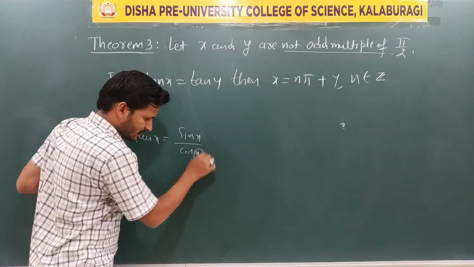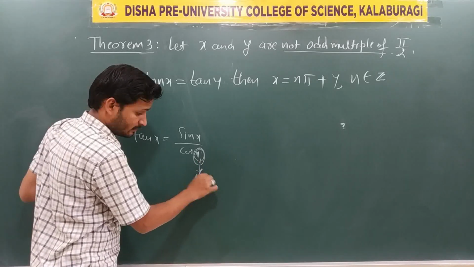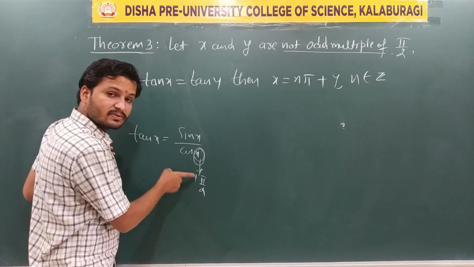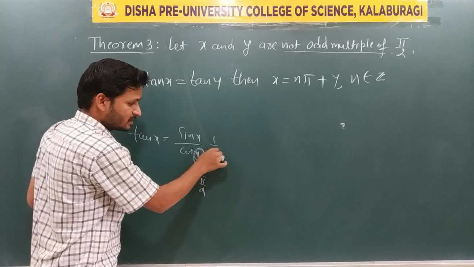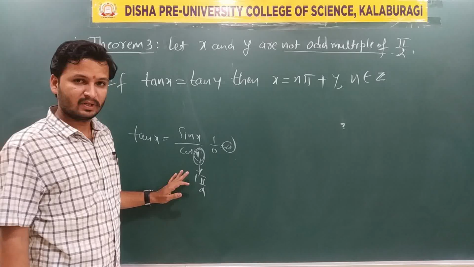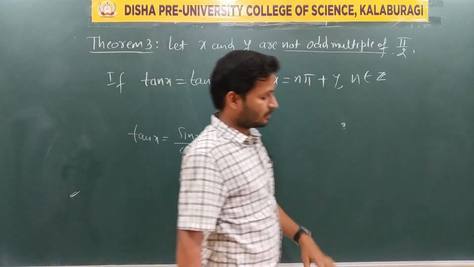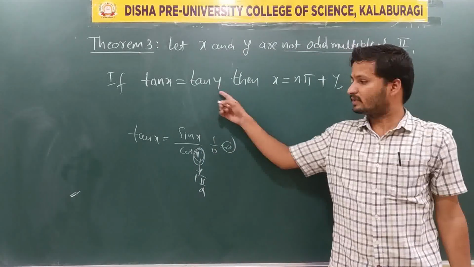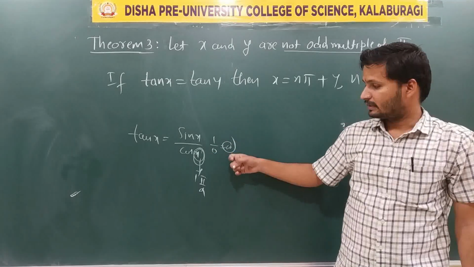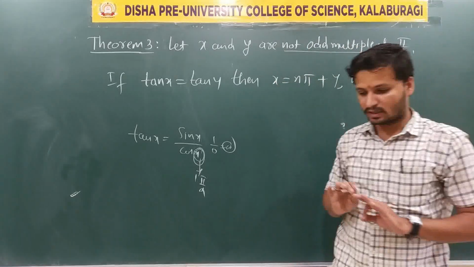Suppose x is an odd multiple of pi by 2, that is, x is 1 into pi by 2. What will happen? That is cos of 90 degrees, and cos 90 degrees is 0. So here sin 90 is 1 by 0, not defined, that is infinity you are getting. Correct? So avoid this. So we are imposing a condition that x and y are not odd multiples of pi by 2. Similarly tan y is sin y by cos y. So to avoid this indefiniteness, we are imposing a condition that x and y are not odd multiples of pi by 2.